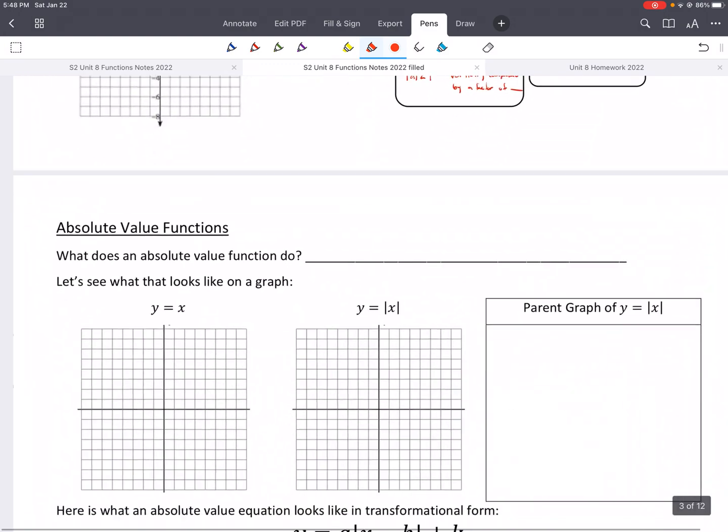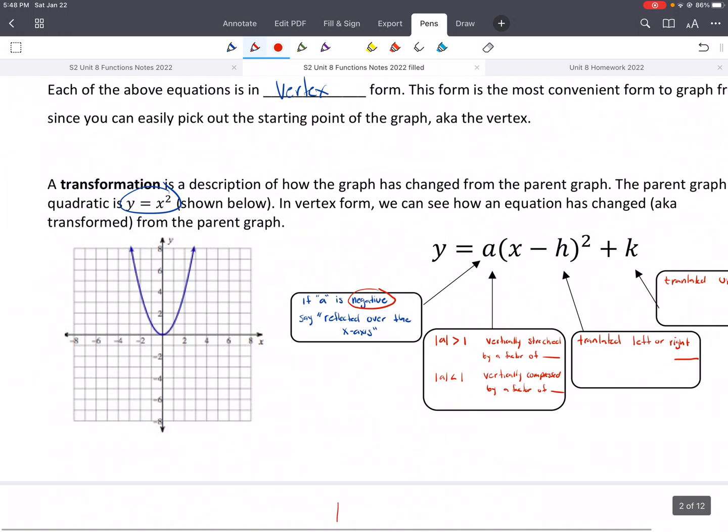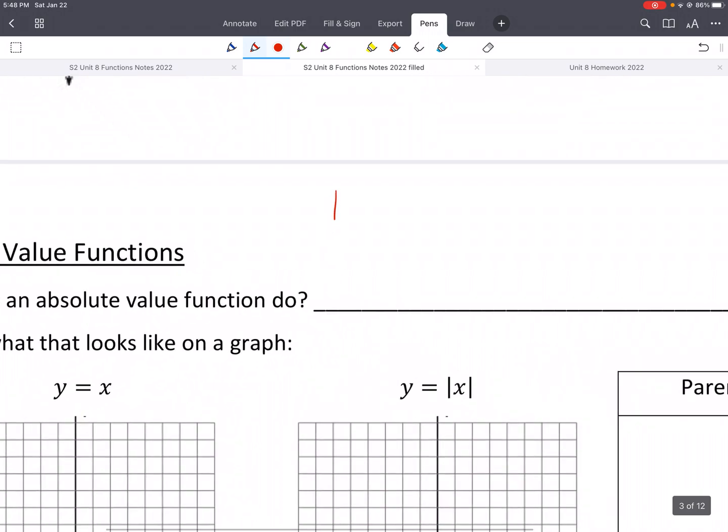All right, next we have absolute value functions. What do absolute values do? Well, just like we did up here when we said the absolute value of A, it makes anything positive. So the absolute value of negative 2 is just 2. The absolute value of 2 is also 2.